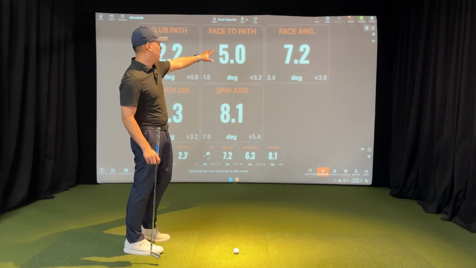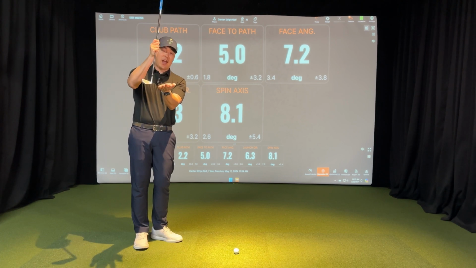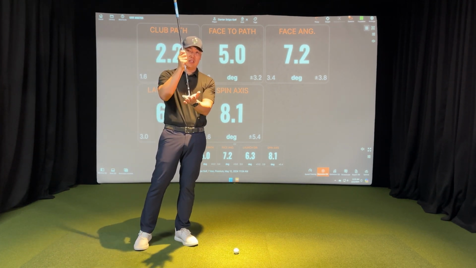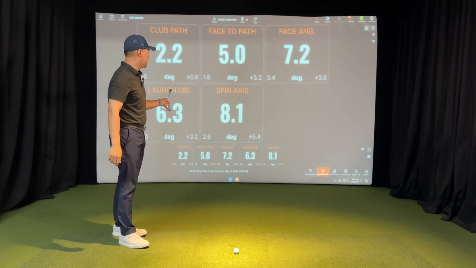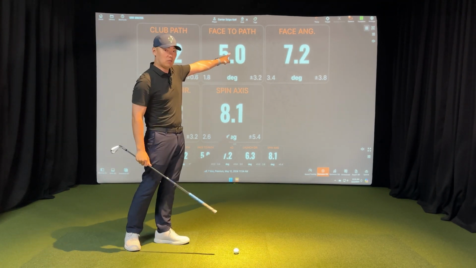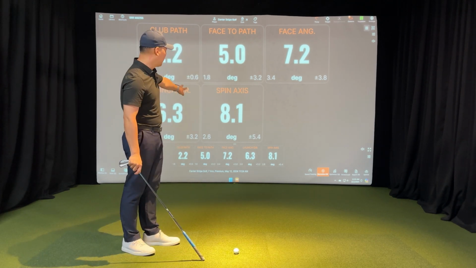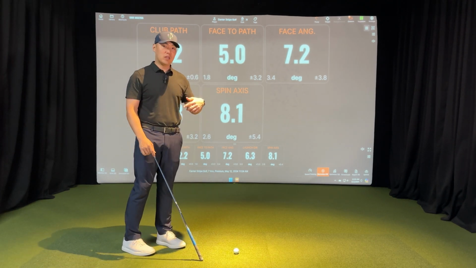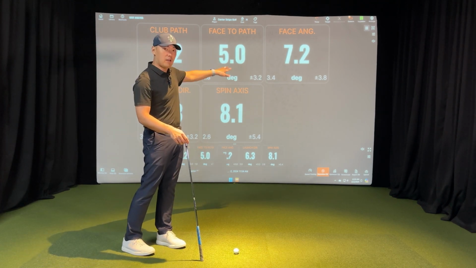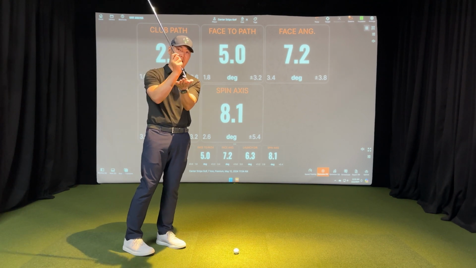in this shot, my face angle is open by 7.2 degrees, and my swing path is coming from the inside by 2.2 degrees. That's resulting in a launch direction of 6.3 degrees. So it's starting out right by 6 degrees relative to my start line. And the spin axis is actually 8.1 degrees, meaning it's still continuing to go right. That's because my face angle was open relative to my path.